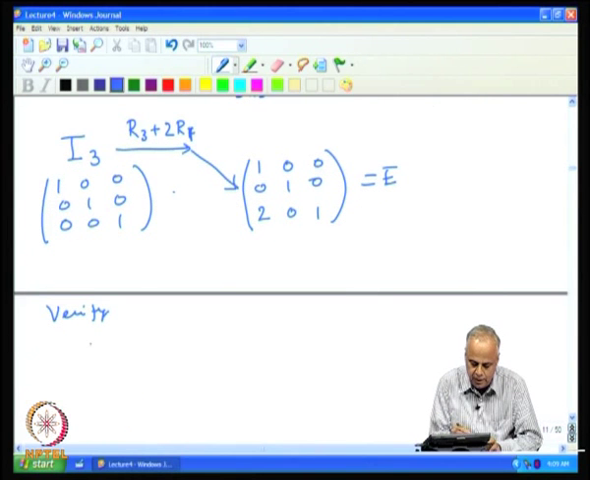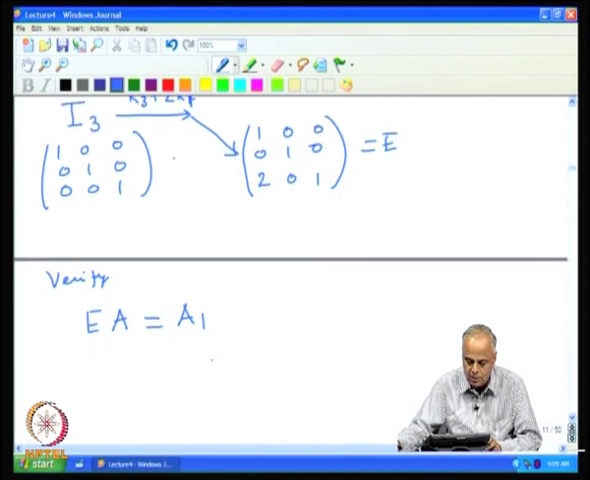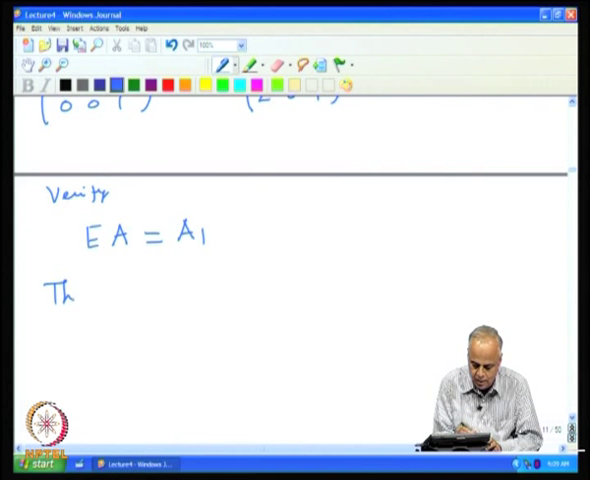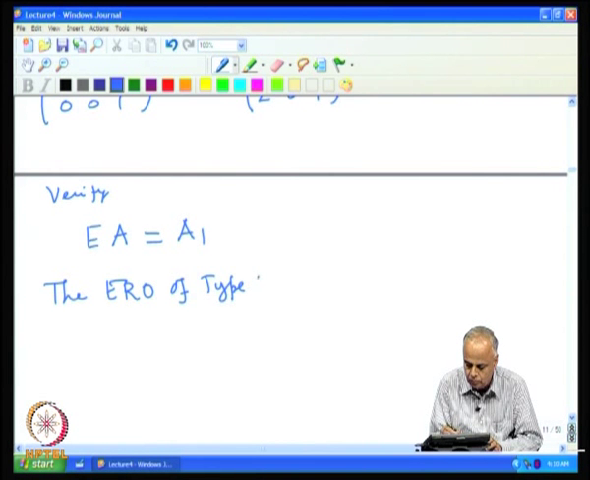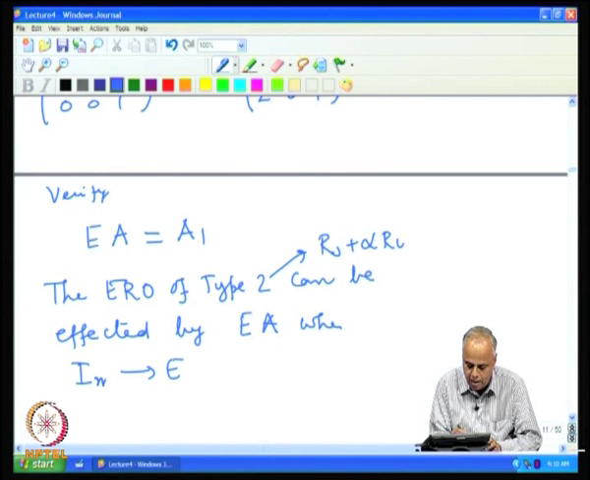When we pre-multiply E and A, what we get is precisely A1. So, thus we see that the ERO of type 2 can be effected by a pre-multiplication EA, where if the ERO of type 2 is Rj plus alpha Ri, E is obtained from Im by applying Rj plus alpha Ri.